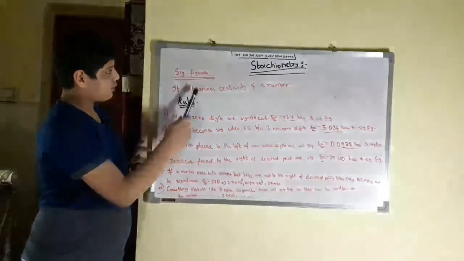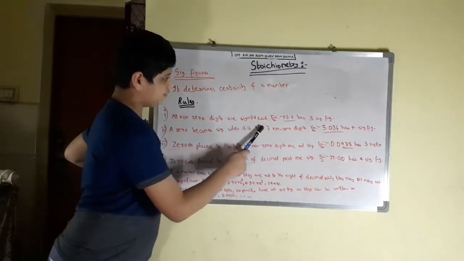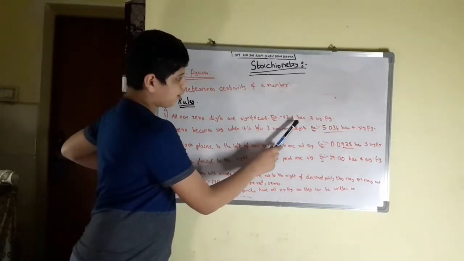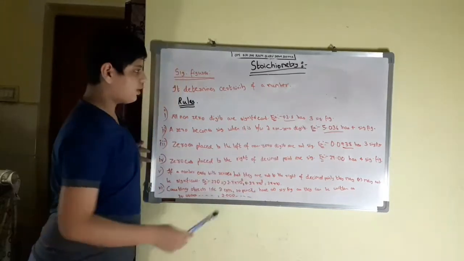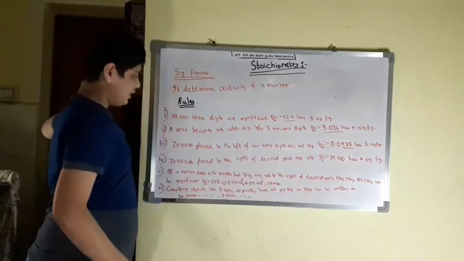There are some rules for significant figures. The first rule is all non-zero digits are significant. Example: 43.8 has 3 significant figures. All are non-zero digits, so all the digits become significant figures.